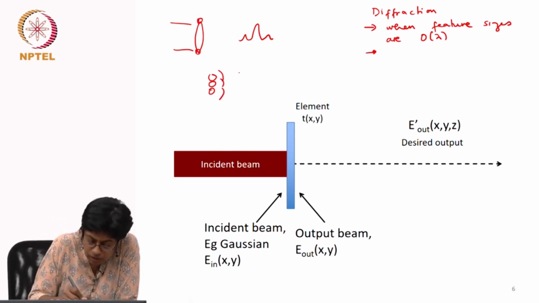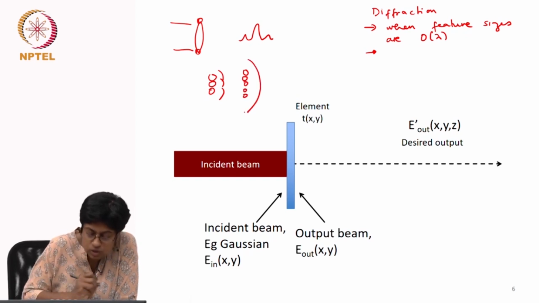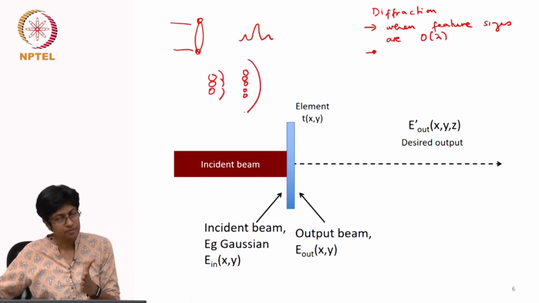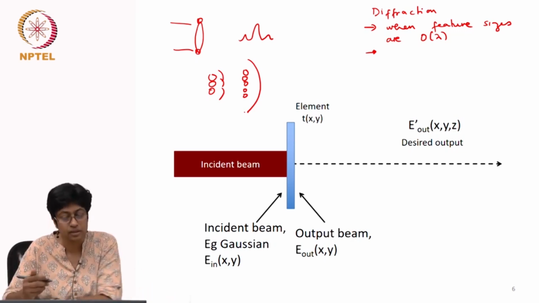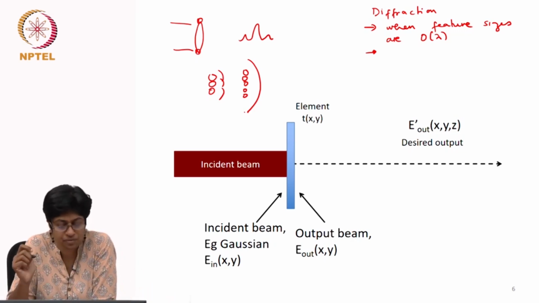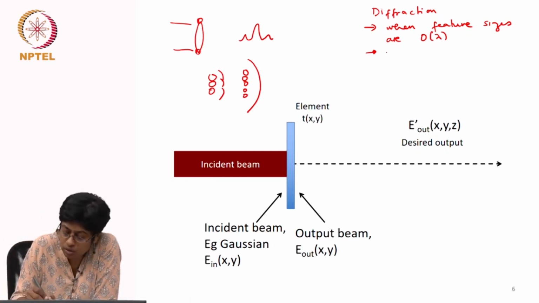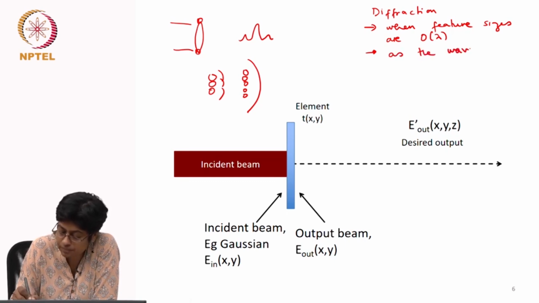But as the wave propagates, this is causing more of a divergence. And this divergence is also a diffractive effect. So I can talk about diffraction either because of the feature sizes, or I can also talk about it as the wave travels.